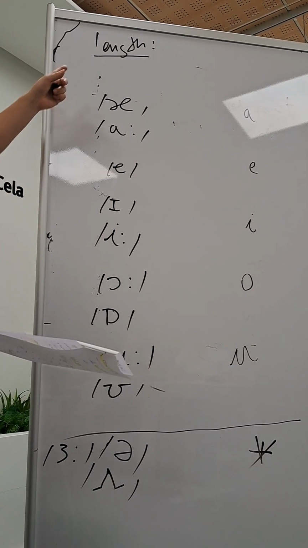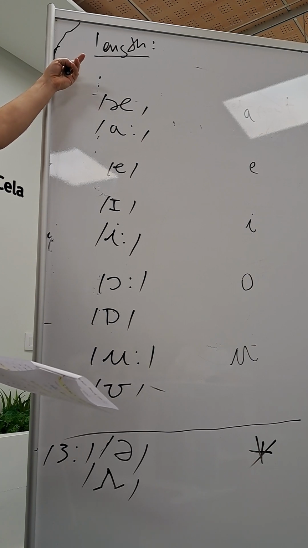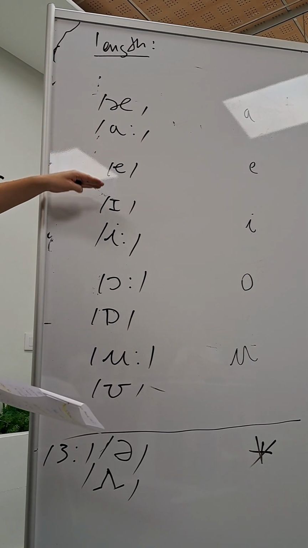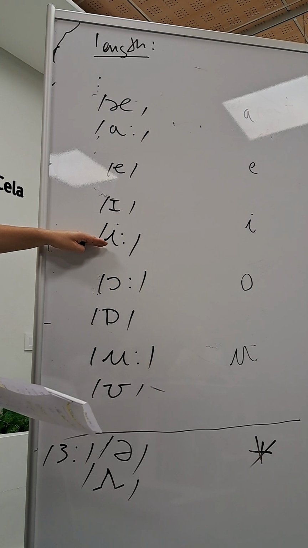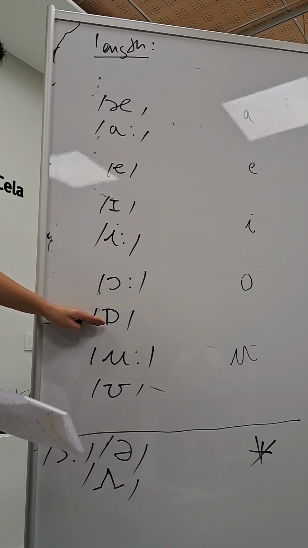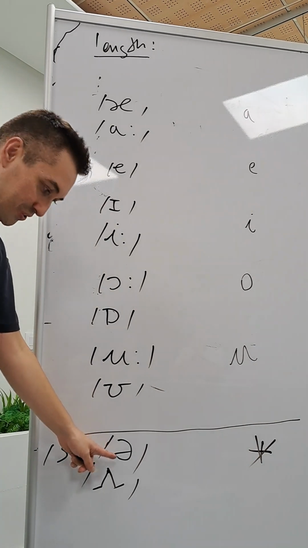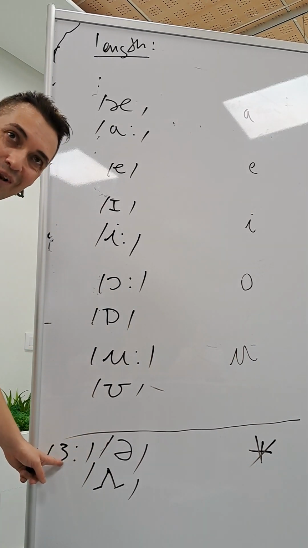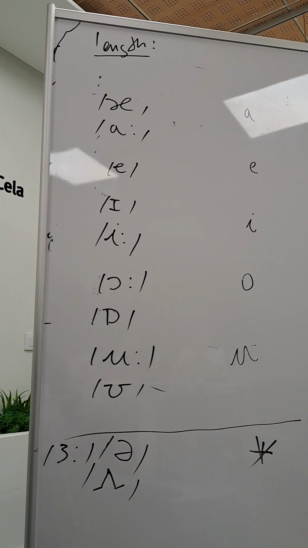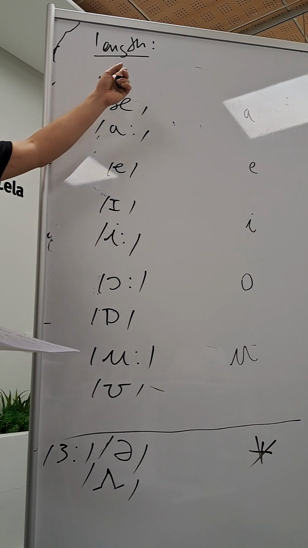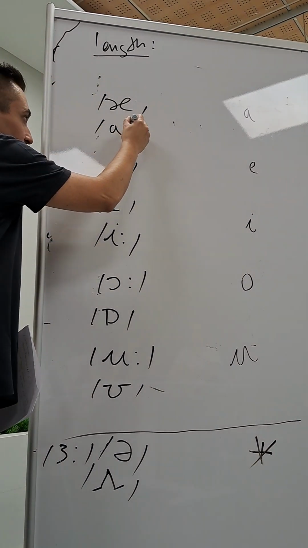Now we can categorize following the parameters we said before. So, in terms of length, very simple. Short, long, short, long, short, long, short, long. So you have all the categorization in terms of length so easily, yeah, because of the pairs.